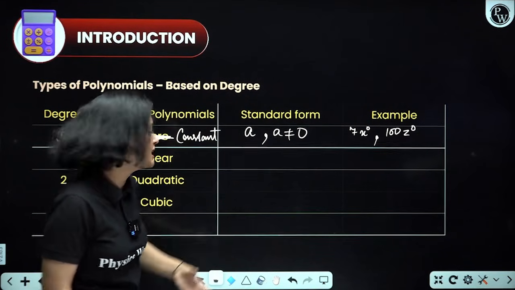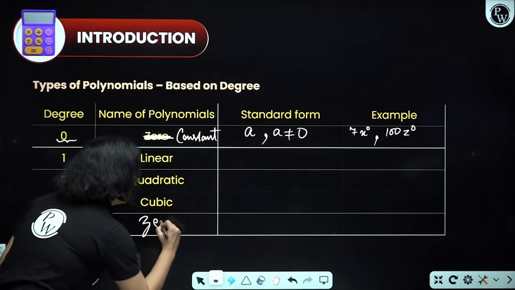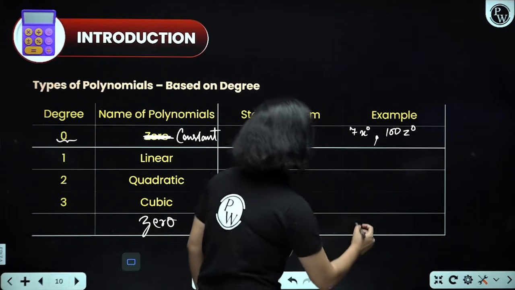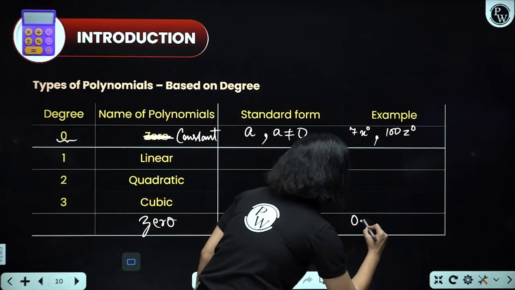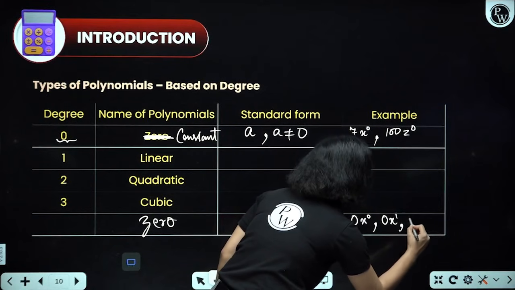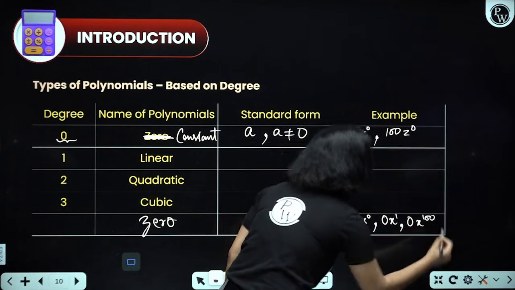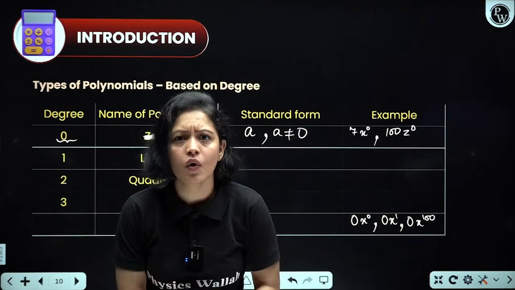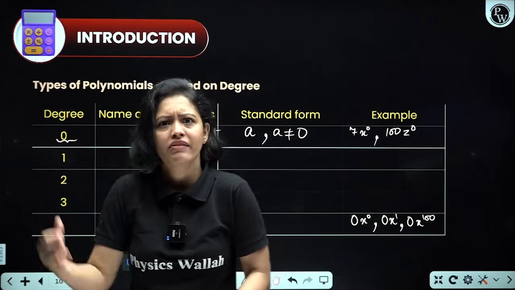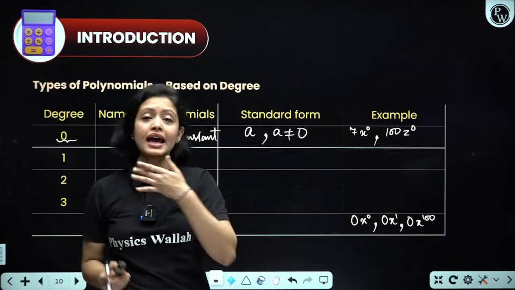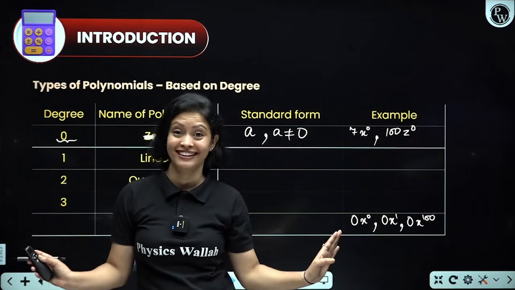Why did 0 get its own category? Because, guys, the problem with 0 is I can write 0 as 0 into x raised to power 0, but I can also write 0 as x raised to power 1. I can also write 0 as x raised to power 100. I can write 0 as 0 into x raised to power anything, because 0 into the variable with any power will always be 0. So 0 is like, I am not going to have any fixed degree, right?